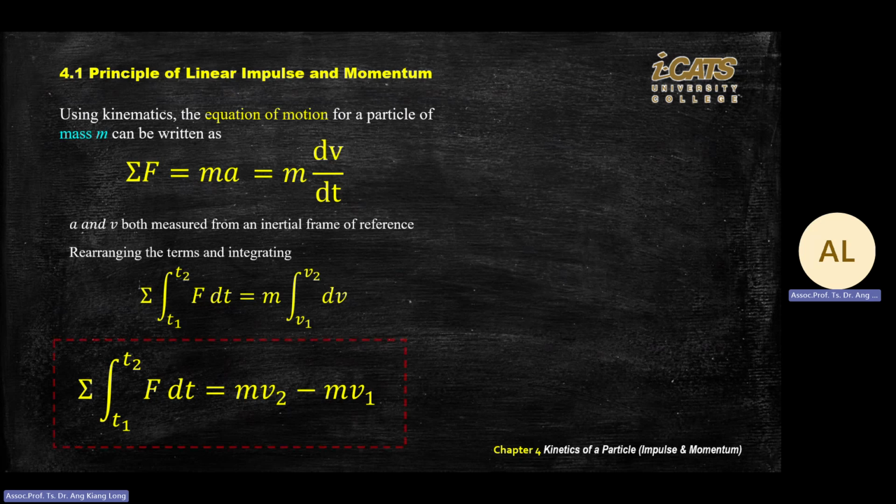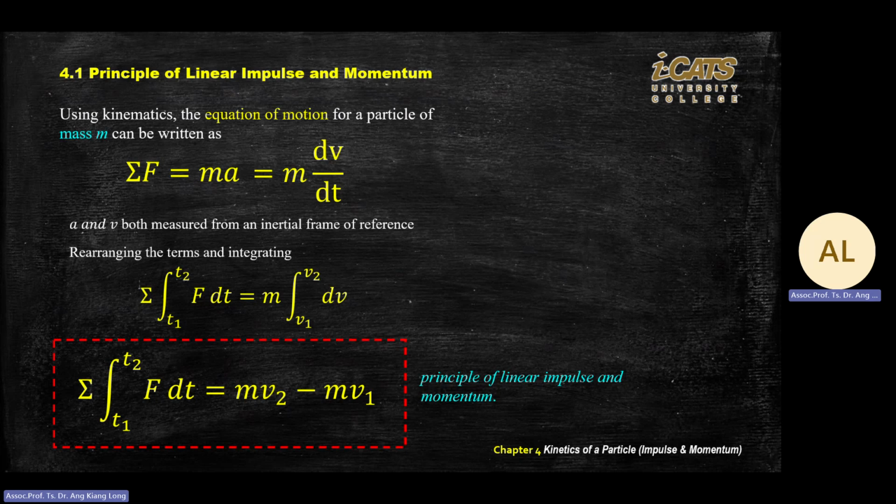Then from here, you can stop at this one and name it the principle of linear impulse and momentum. So if you are given force and time, you're able to find the momentum of the object. You're able to find velocity before and after. Here in chapter 4, you only need 4 unknowns: force, time, mass, velocity.